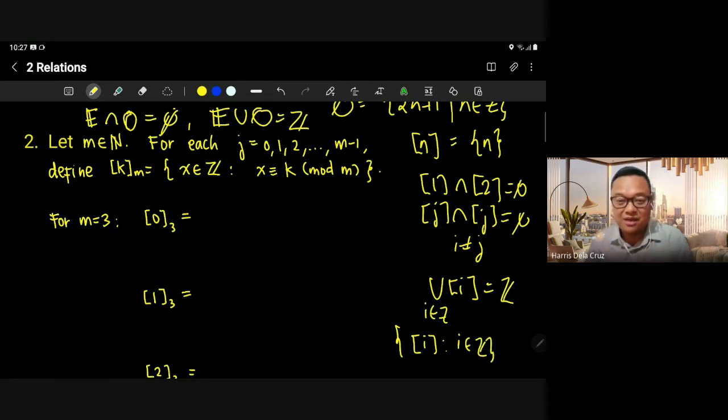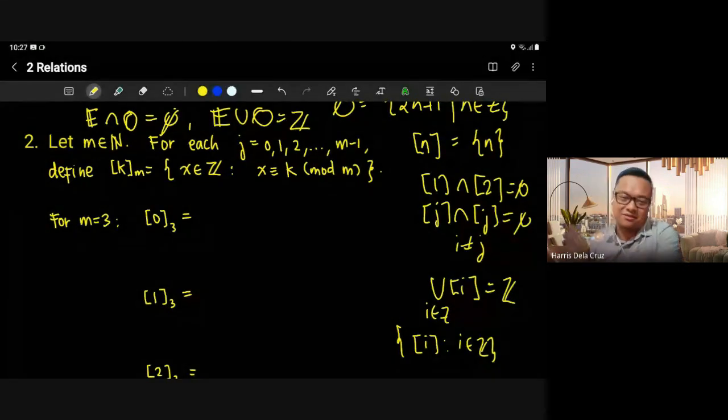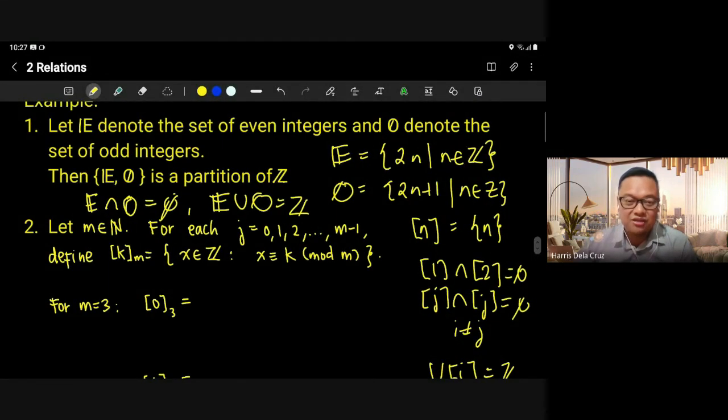The set of all C sub i for i in Z is a partition. Its elements are singletons: the set containing 1, the set containing 2, the set containing 3, and so on and so forth. Again, a partition is not unique. There are a lot of ways on how you can partition Z. Of course, this is not an interesting partition, because each element has just one member. Let's have another way to partition Z.